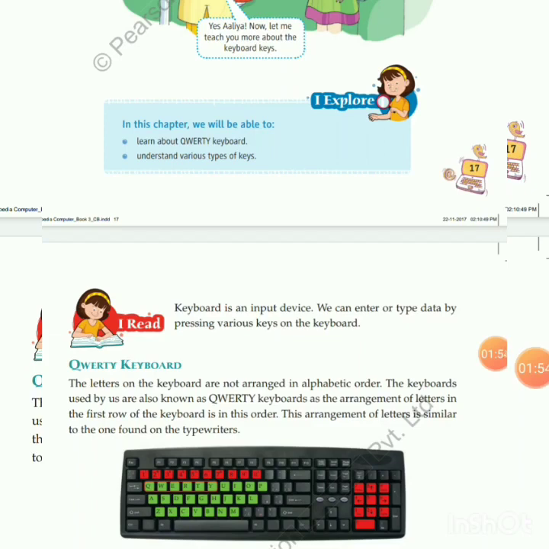The letters on the keyboard are not arranged in alphabetic order. The keyboards used by us are also known as QWERTY keyboard, as the arrangement of the letters in the first row of the keyboard is in this order. This arrangement of the letters is similar to the one found on the typewriter. If you have ever seen a typewriter, you see the arrangement of the keys of alphabet is just the same as the keyboard.